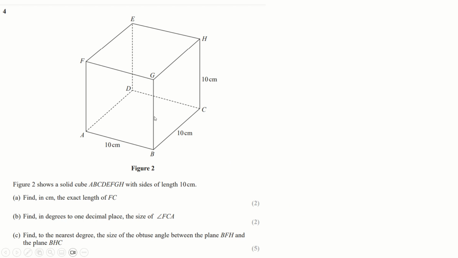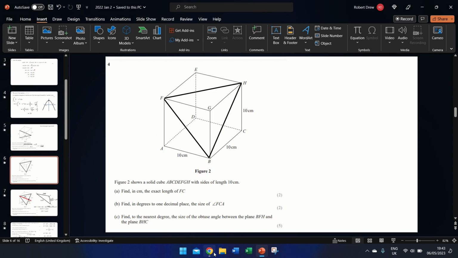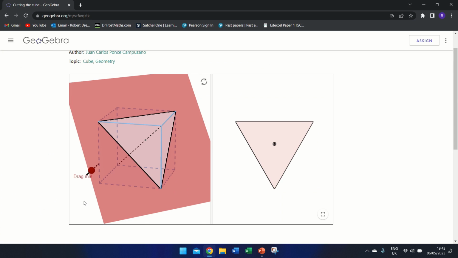And the next part is weird. So plane BFH is like a plane that goes through the shape and cuts this kind of triangular pyramid shape out of it. And then the plane BHC is the side of the shape itself. And it wants the size of the obtuse angle between those two things. What I did was I thought I would just bring this up here, just to show you exactly what I was talking about.